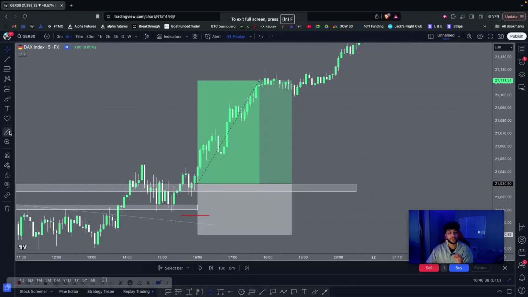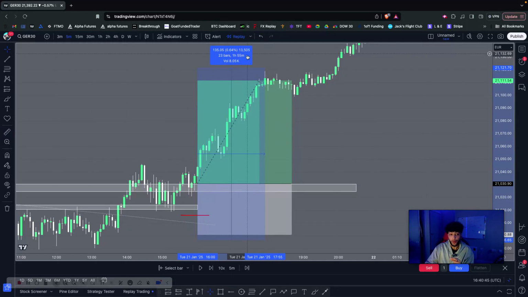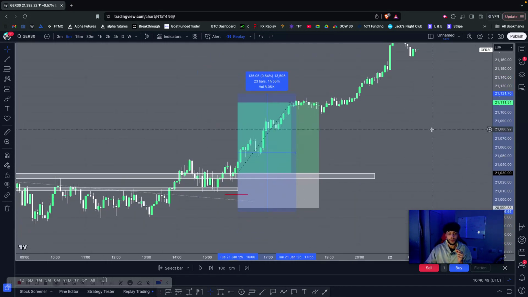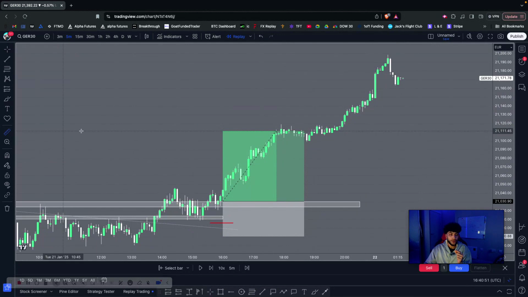German 30 typically takes longer to move than the other indices. It's a lot slower. So for this trade to actually hit a 1 to 2 within 2 hours is exceptionally quick for German 30, because usually it takes a lot longer. But you can see around the time that I got out, price started to consolidate and move sideways. And I would have essentially had to hold the trade for another 2 solid hours to do absolutely nothing.